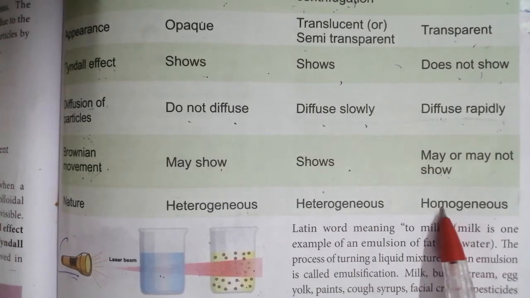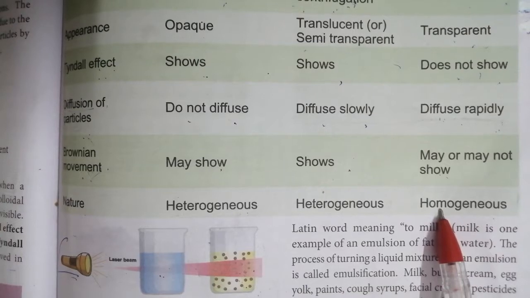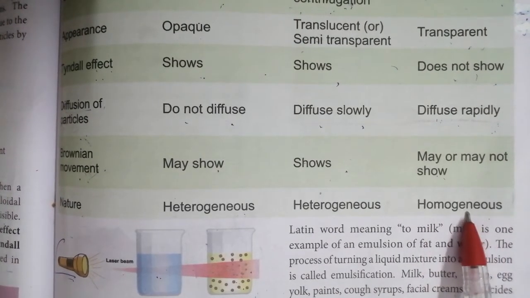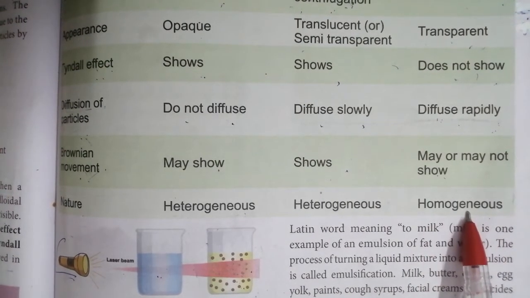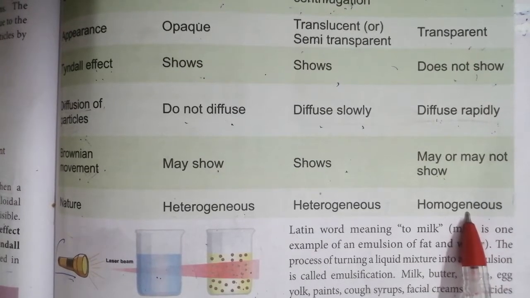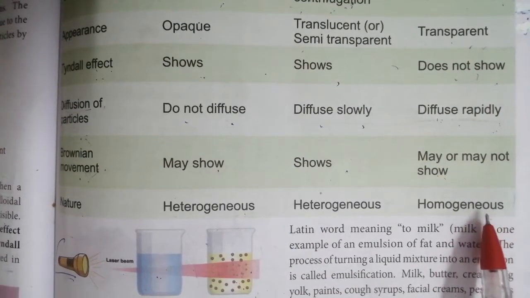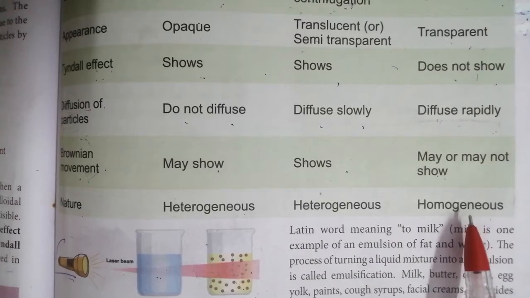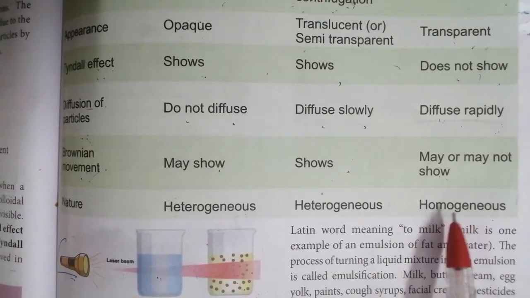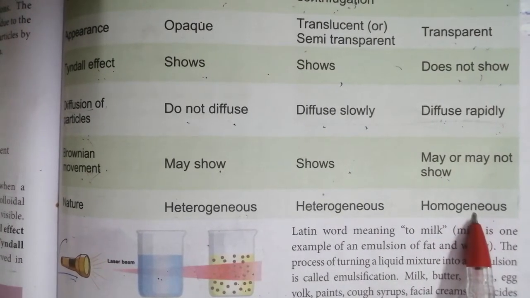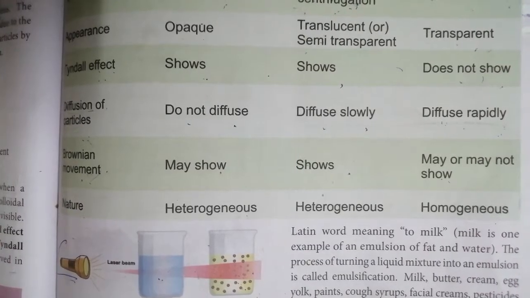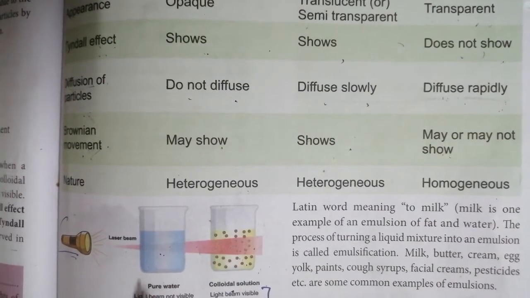And the true solution is homogeneous. Homogeneous means uniform composition. We cannot see two layers. The particles are completely dissolved, right? So that is homogeneous. This picture, in the last class we discussed the Tyndall effect, right?